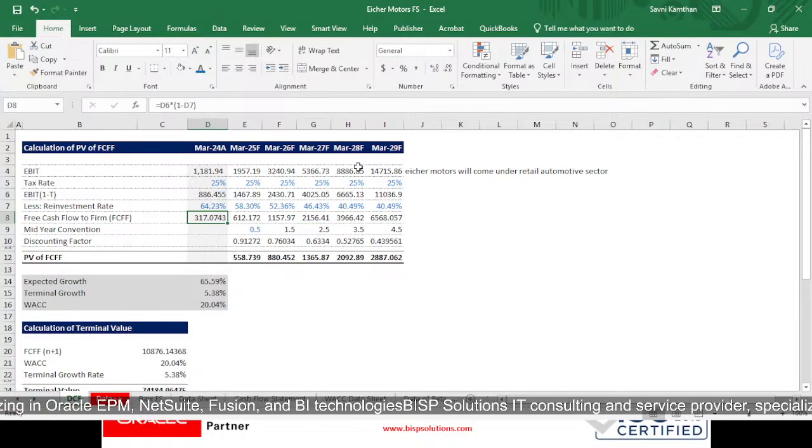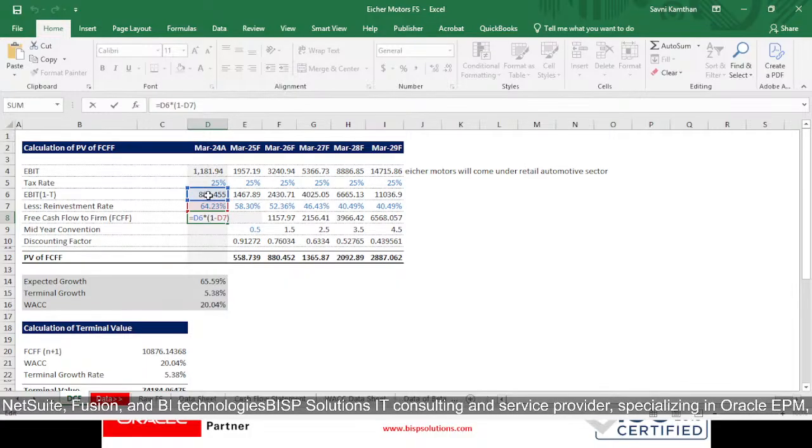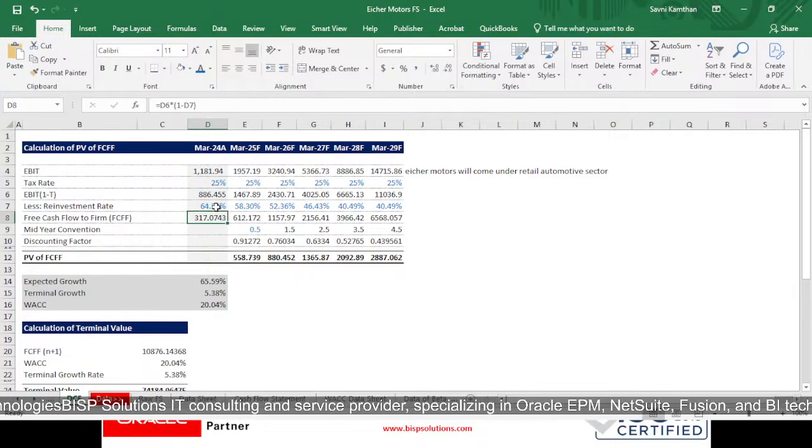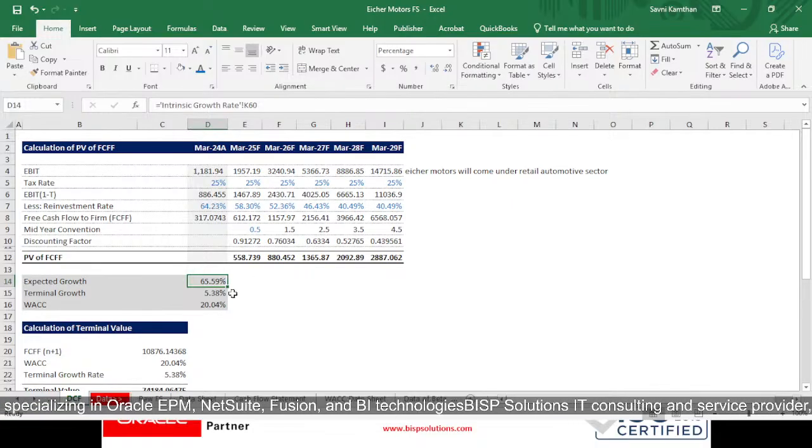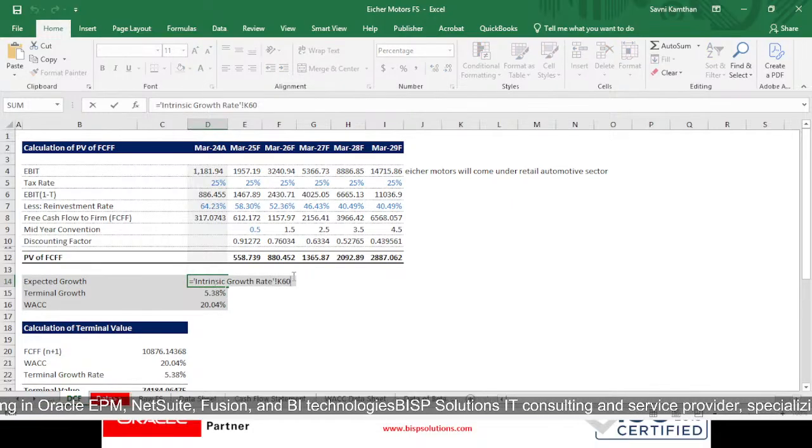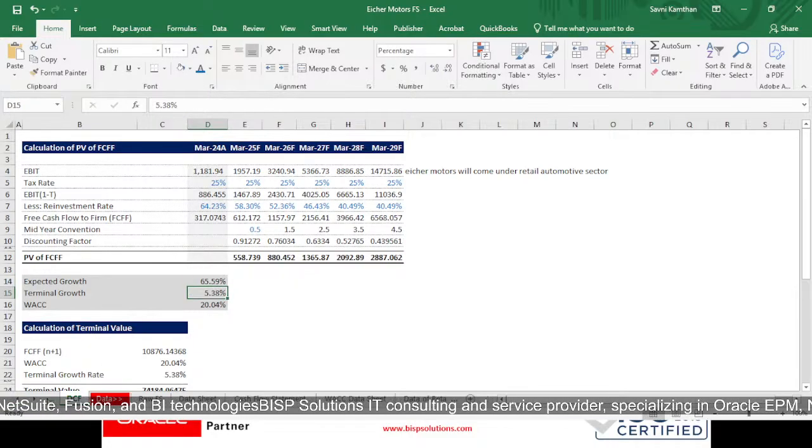After that, free cash flow to firm, how to calculate that? I have done the calculation as EBIT multiplied by 1 minus reinvestment rate, and we will be getting 317.0743, and this is not required. After that, expected growth it is asking us. So what we will be doing, we will be linking it with our intrinsic growth rate statement.